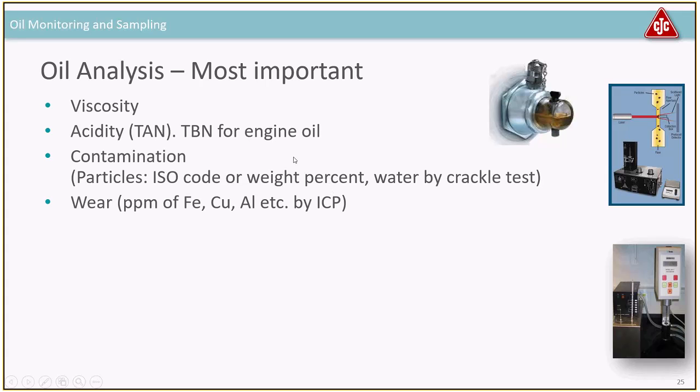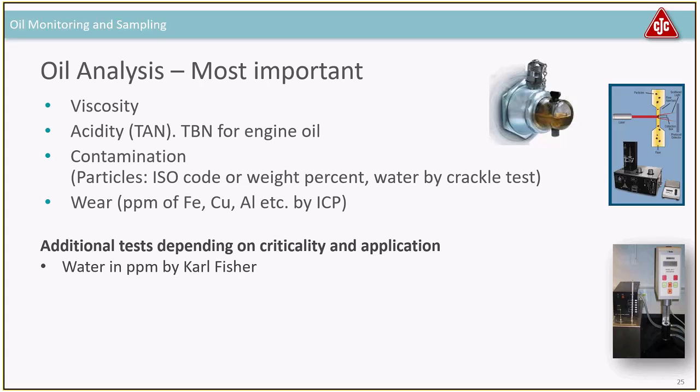If it's weight percentage, that will be for engines, or quenching or something where it's very dirty, and a quick crackle test for the water. Then you'll look at wear, ppm of iron, copper, and so on by ICP, so element analysis. That's typically what is done.